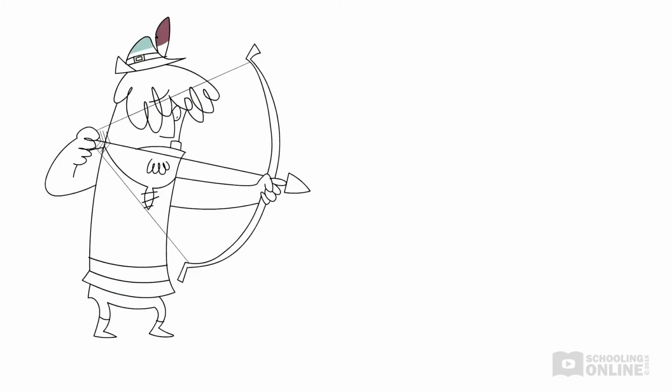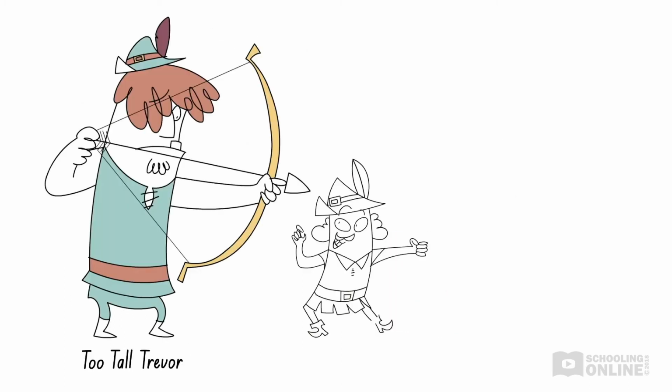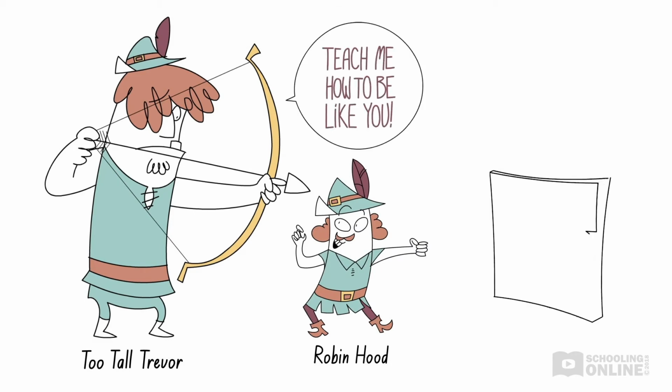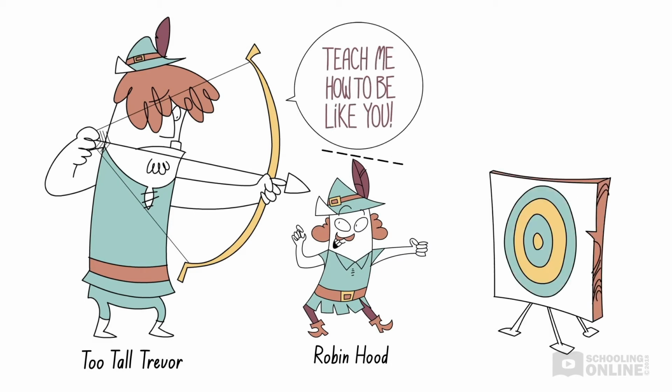Let's go back to Too Tall Trevor, because Robin Hood is giving him some tips. What's this? Because Too Tall Trevor was landing all his arrows above the target, he could try to aim a little lower to reduce his systematic error and thus improve his accuracy. Genius! Similarly, there are ways that we can improve our accuracy when we perform experiments.